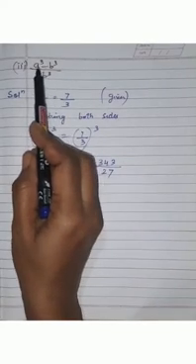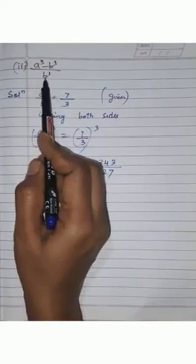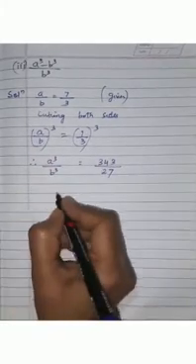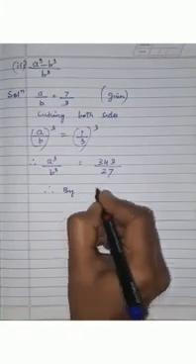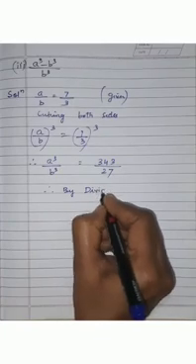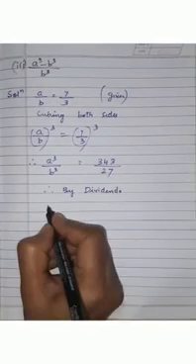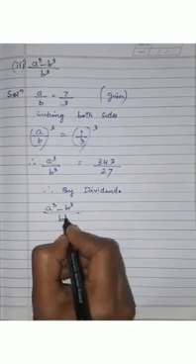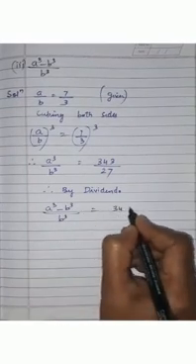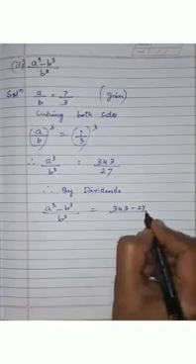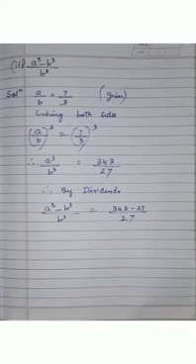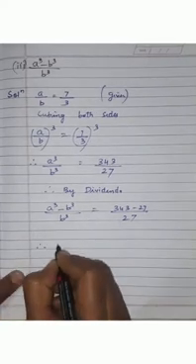Now children, what we need to do, just observe the question. It is a cube minus b cube upon b cube. So which property do we have to use now? We have to use the property of dividendo. Therefore we will write, by dividendo, we get a cube minus b cube upon b cube is equal to 343 minus 27 upon 27.